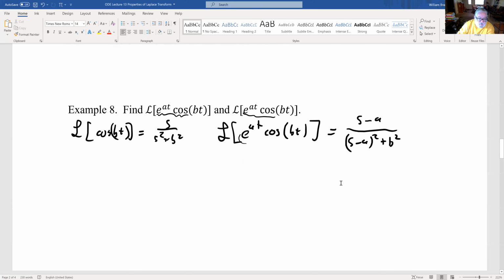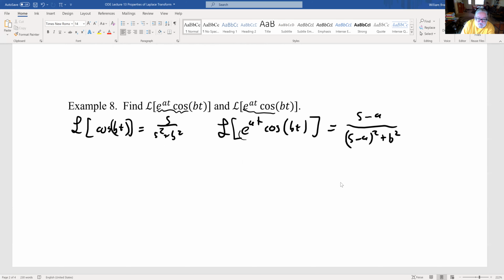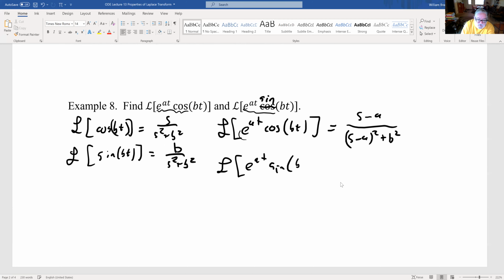And same thing for, oh, there should be sine here. The Laplace transform of sine of bt is b over s squared plus b squared. So the Laplace transform of e to the at sine of bt is b over s minus a quantity squared plus b squared. So that's where those came from.